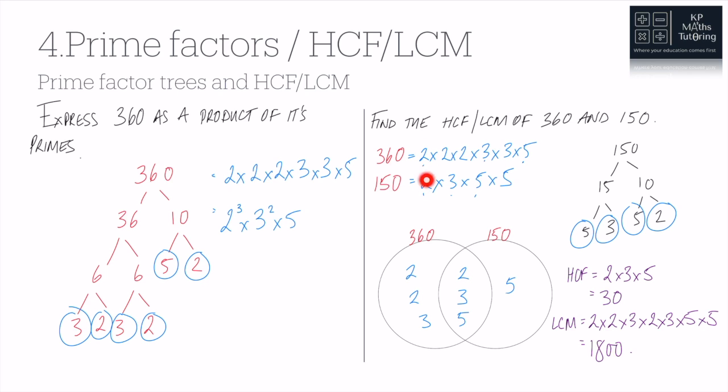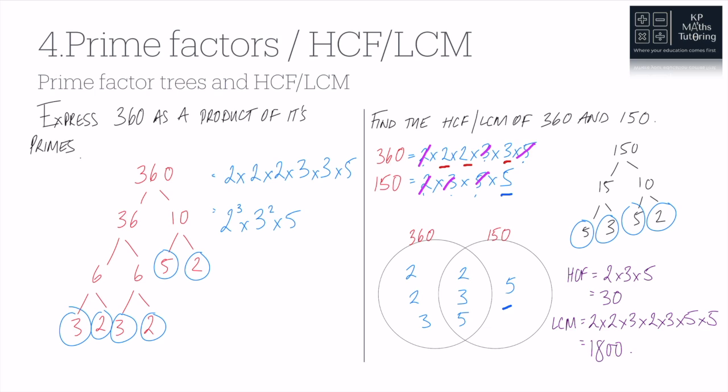Well, there's a 2 in both, so these two merge together to make that 2. There's a 3 in both, so these two 3s merge together to make that one. And then there's a 5 in both, so the 5 goes in the middle. So once you've done that, there's my 2 that matches up, there's my 3 that matches up, and there's my 5 that matches up. Whatever's left goes into each Venn diagram. So 2, 2, and 3 are in the 360, and the 5 is left over there.